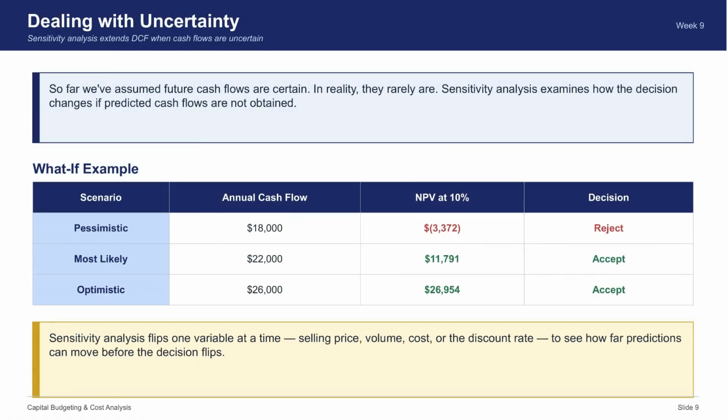Every discounted cash flow model relies on forecasts, and forecasts can be off. Sensitivity analysis tests that uncertainty by adjusting one key variable, like cash flow, price, or the discount rate, across pessimistic, most likely, and optimistic scenarios. Recalculating NPV under each shows whether a project's acceptance holds or flips, revealing its vulnerability to assumptions.